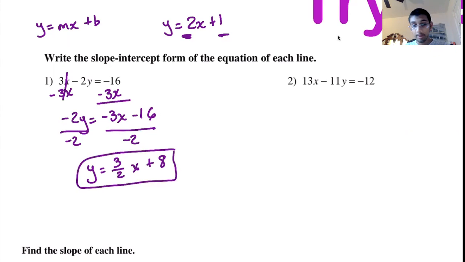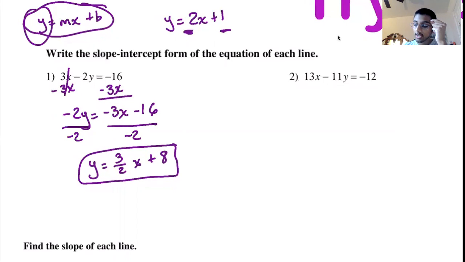So it's not too bad. That is something you should learn right there. Try to get it into this form. We simplify it, and we try to get y onto one side, just like it is over here. And we're good to go.